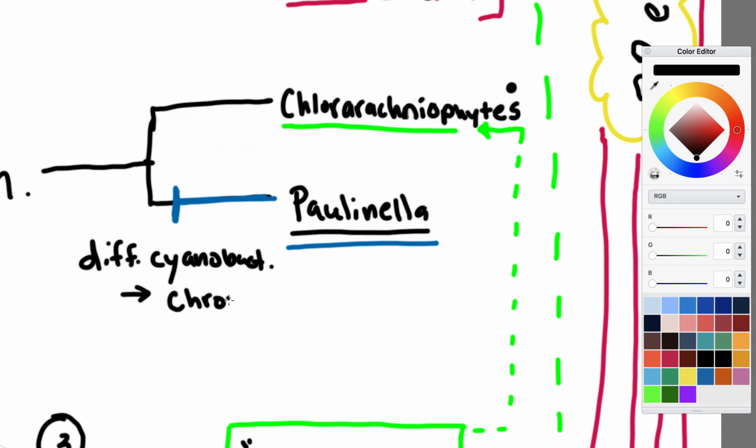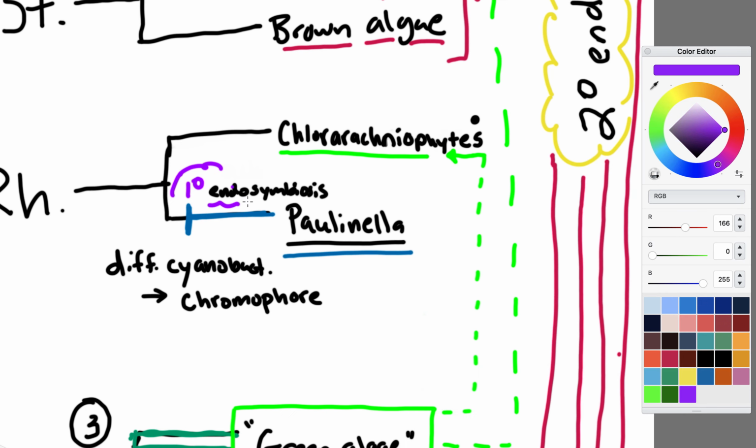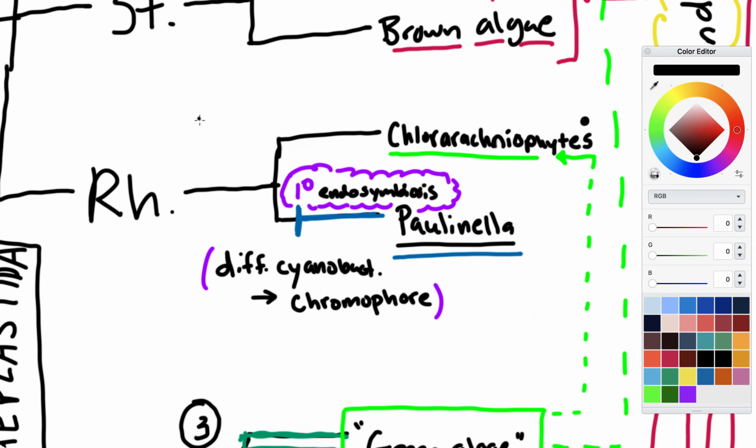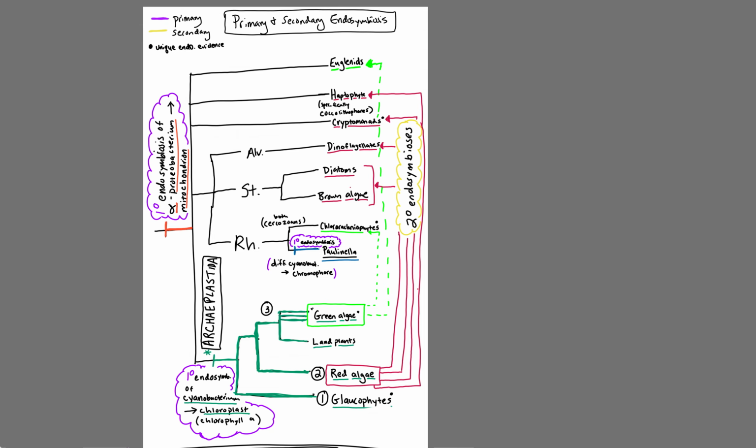And we call it a chromatophore instead of a chloroplast. And so we're going to go back and mark this with primary endosymbiosis. Okay. And both of these groups are cercozoans within the Rhizaria. So that is your primary and secondary endosymbiosis.